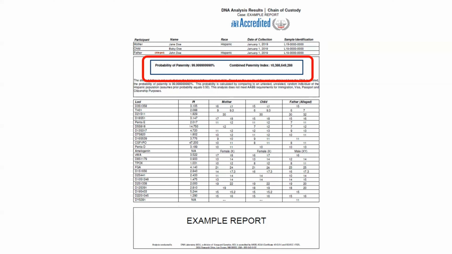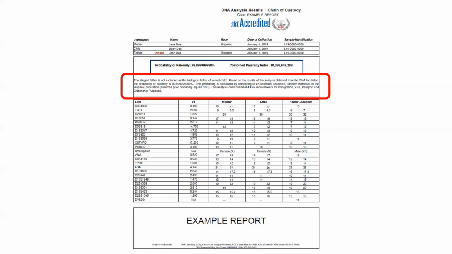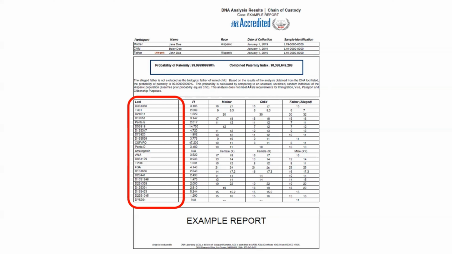The only way to get 100% is to test every man in the world. So that's the closest you can get, but you can be pretty certain that they are the father in that scenario. Right underneath is pretty much the same information, but written out in text. It's just in sentences.